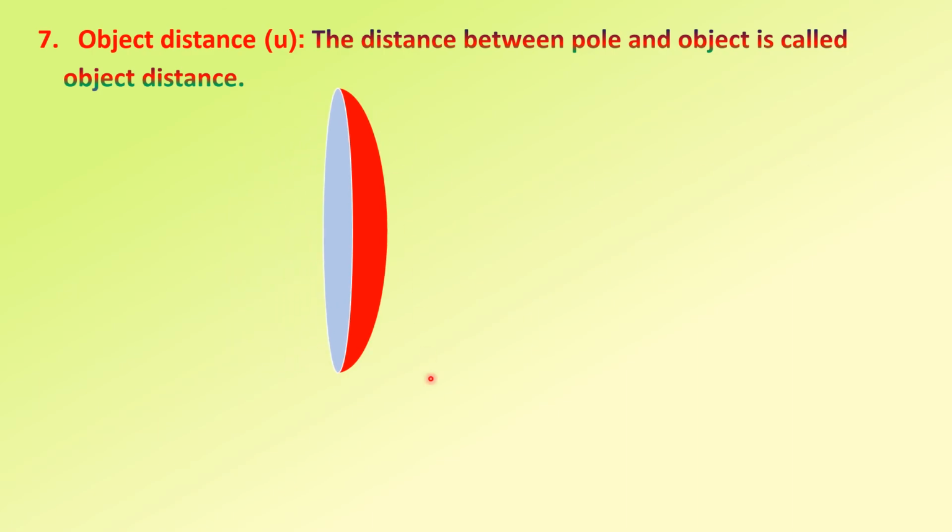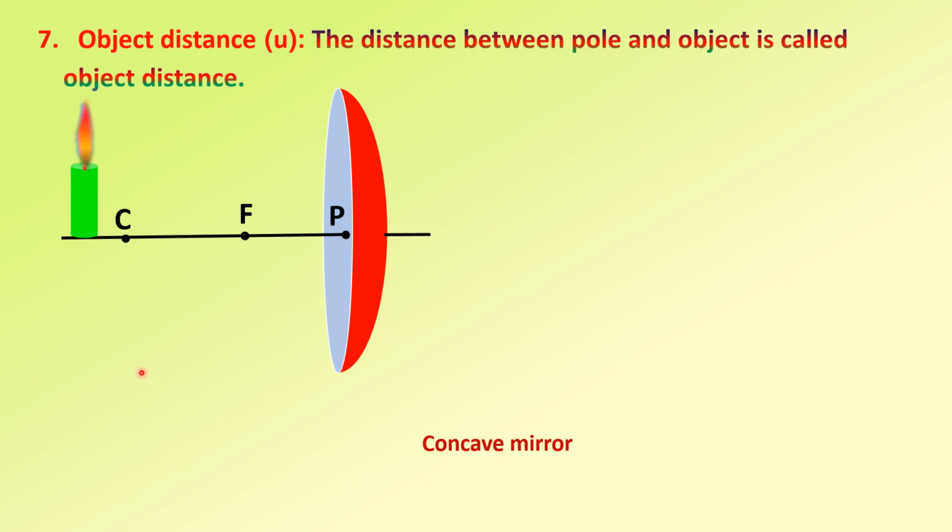In case of concave mirror, you can see the object distance here. P is the pole, C is the center of curvature, and F is the focal point. And here is the principal axis. You can place the object anywhere in front of the mirror. Suppose I place the object here, I am placing a candle here. So this is called the object.